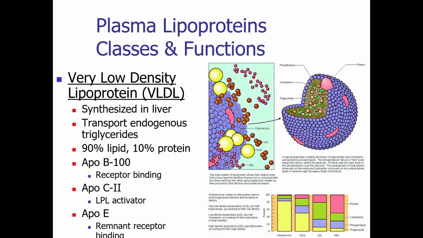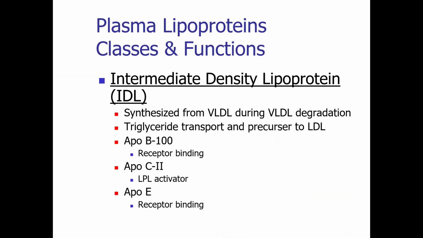very low density lipoproteins, which are synthesized in the liver and transport endogenous triacylglycerol. 90% of it is made up of lipid, and the remaining 10% is protein. It's made up of ApoB100, which has a function of receptor binding, ApoC2, which serves as a lipoprotein lipase activator, and ApoE, which serves as remnant receptor binding.